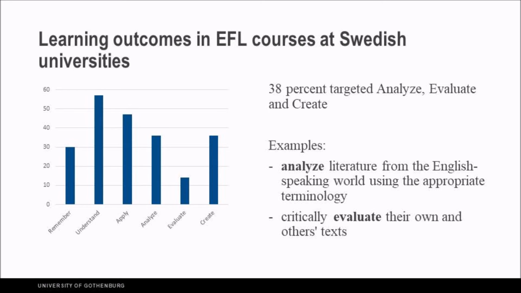So the analysis of learning outcomes is based on the action verbs in these and included 190 learning outcomes. These in turn included 219 action verbs. And I found that 38% of these targeted the 3 highest levels of the revised taxonomy, that is analyze, evaluate, and create. And here you can see some examples of learning outcomes.